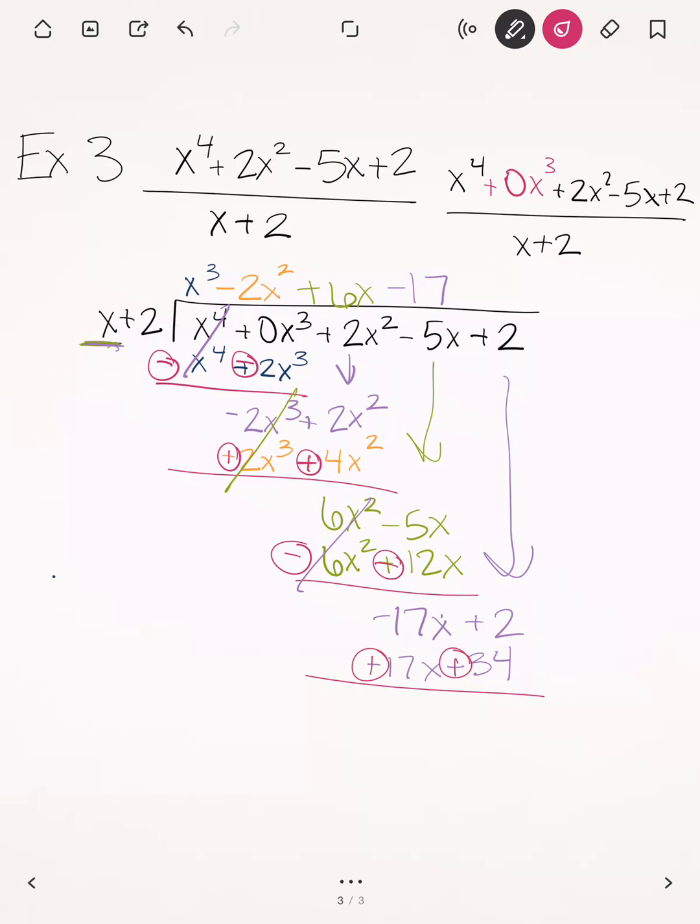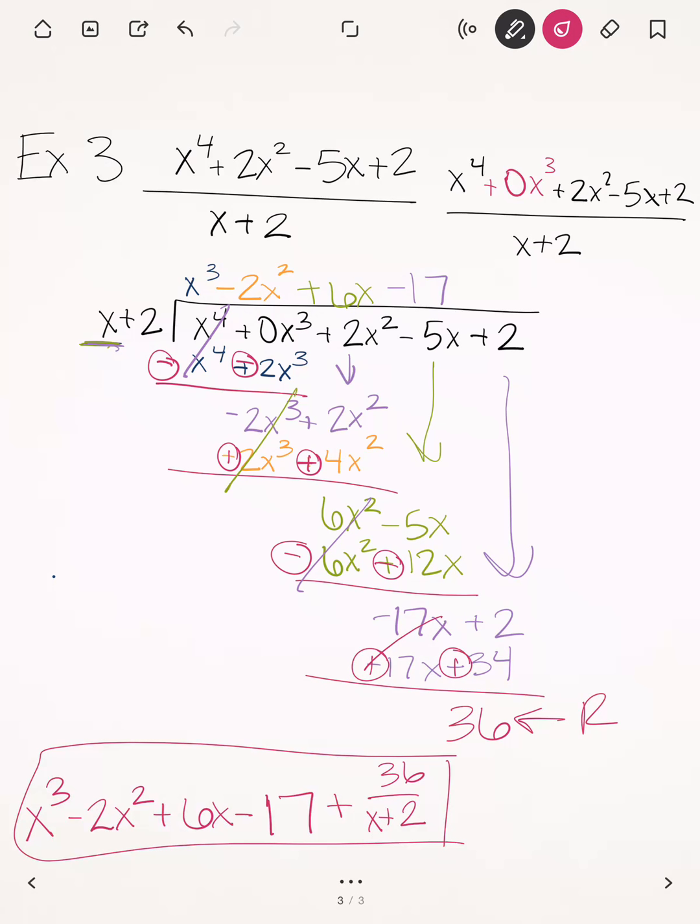Negative 17x plus 17x cancels out. 2 plus 34 is 36. Guess what 36 is? My remainder. So my answer, x cubed minus 2x squared plus 6x minus 17 plus my remainder of 36 over x plus 2.